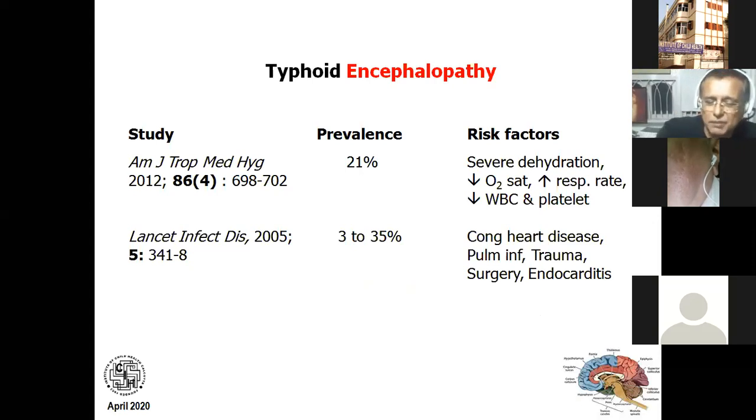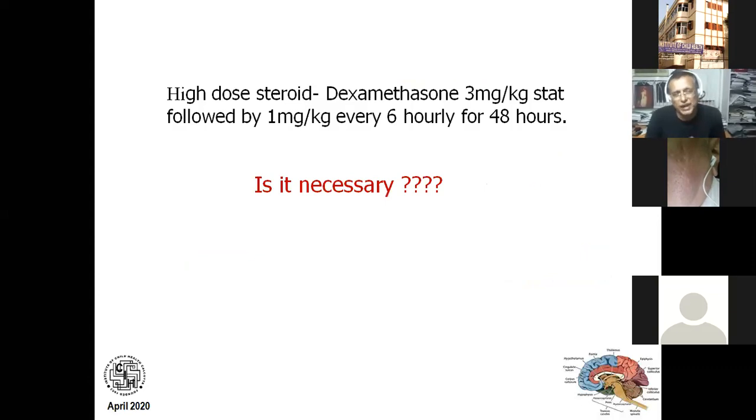And another very important thing, if you look at any textbook of pediatrics, you will find that if the child develops typhoid encephalopathy, they have asked to give dexamethasone at a dose of 3 milligram per kg, 3 milligram per kg followed by 1 milligram per kg every 6 hours for 48 hours. I was trying to find the reference, and this reference dates back 40 years. For 40 years, the same thing has been written in all the textbooks.